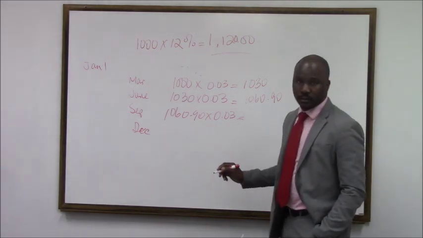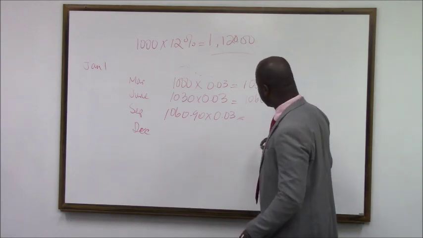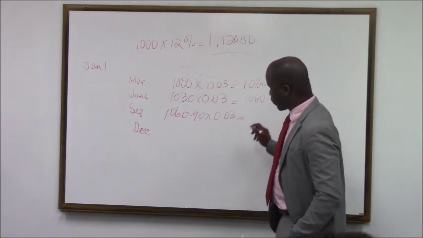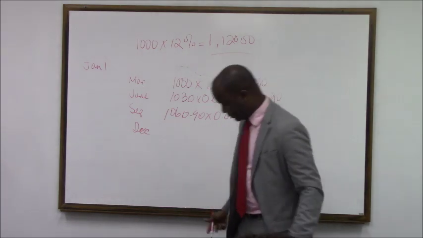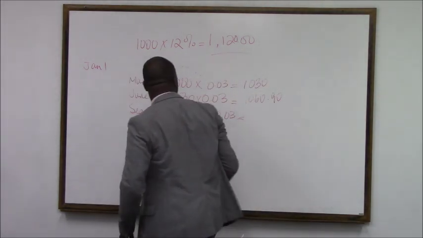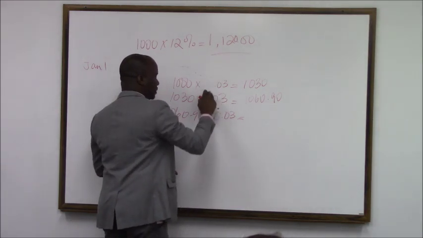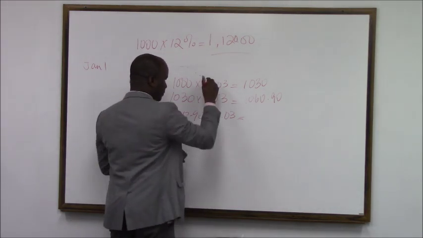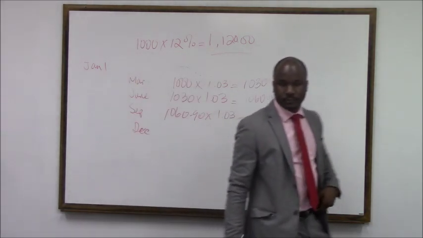Pardon? 318.27. Am I doing this right? No, I lied. 31.87. Am I wrong? No, you ain't wrong. Yeah, that's what I was doing wrong.